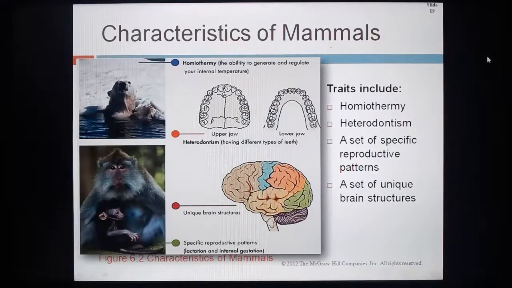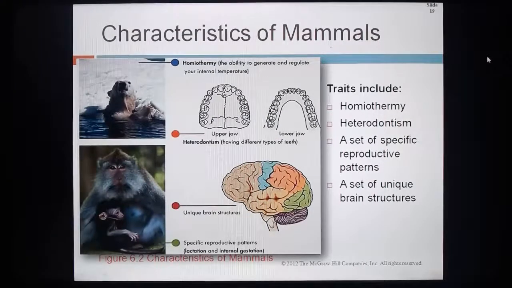Characteristics of mammals. Traits include homeothermy, maintaining a body temperature, heterodontism, several types of teeth, and a set of specific reproductive patterns. Placental birth, and then feeding the offspring from the body, from the mammary glands. As well as a set of unique brain structures.